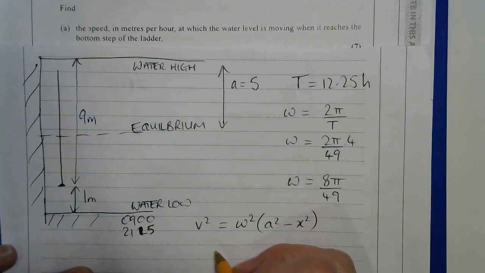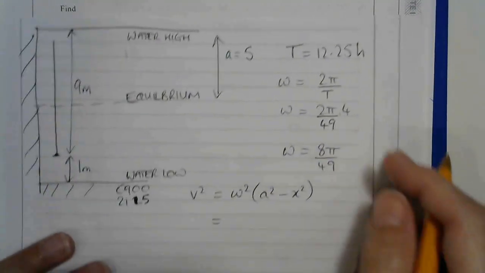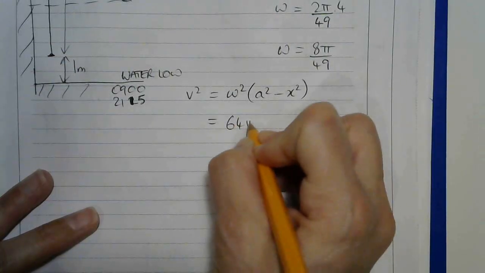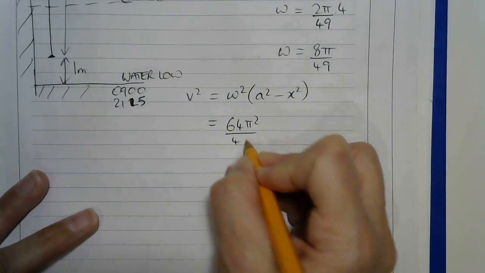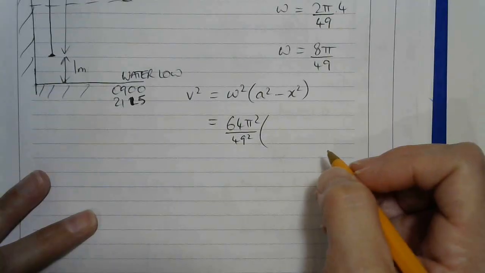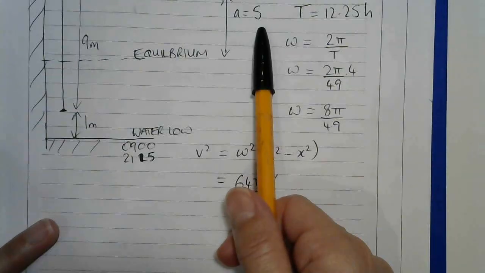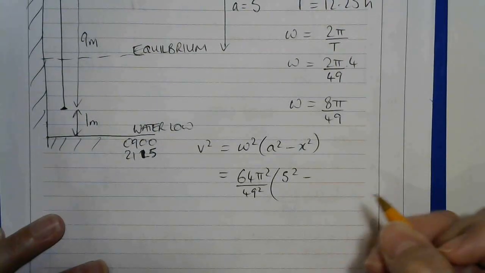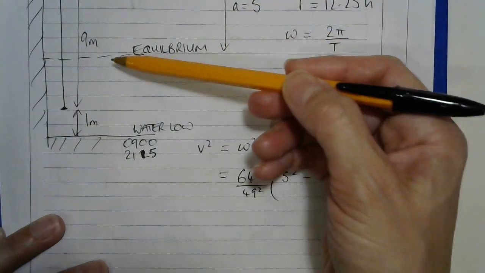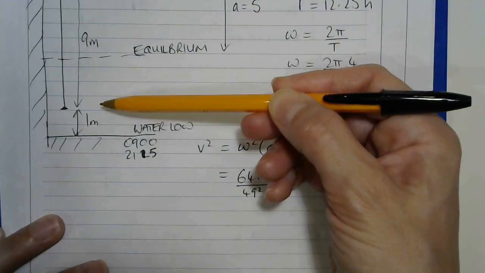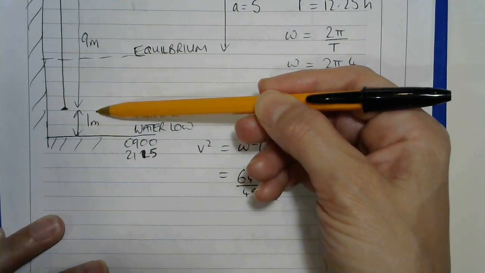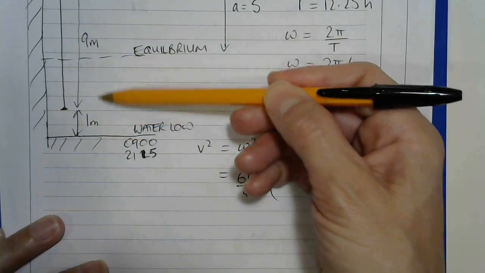So I'm looking for v, and I know omega is this, so I have 64 pi squared over 49 squared. The amplitude I know is 5, I worked that out here, so I have 5 squared minus x squared. Now remember, x is the distance from the equilibrium position, so if we're talking about this level here, then that is a distance of 4, because I do 5 minus 1.